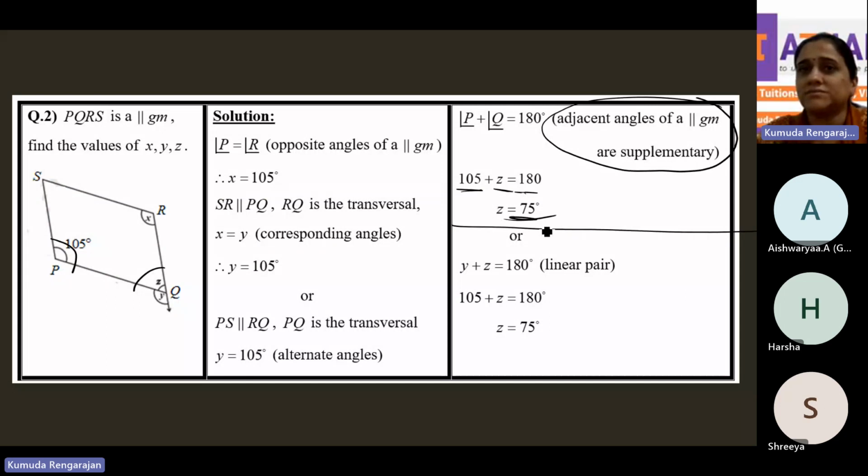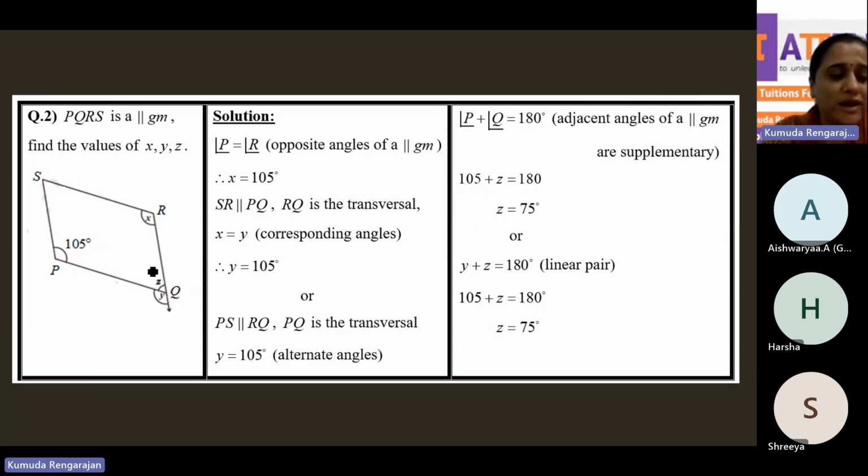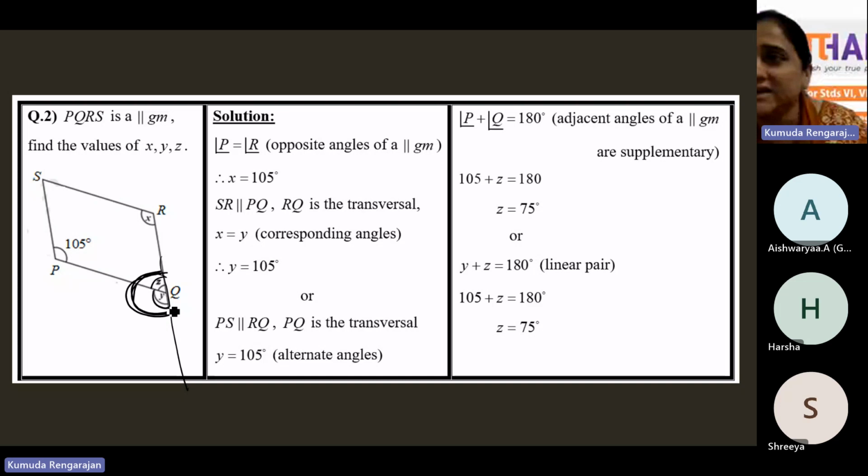Z is 75, correct? Otherwise, you can also use linear pair. Y plus Z is equal to 180 because these two angles lie on the same straight line. This is a straight angle, 180 degrees. And on this, you have two angles Z and Y. That's why we call it linear pair. Pair is two angles, linear meaning on a straight line. A linear pair is always supplementary.